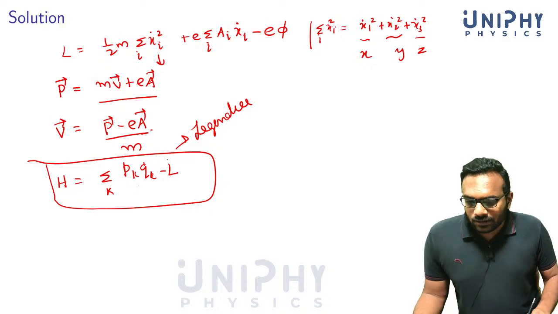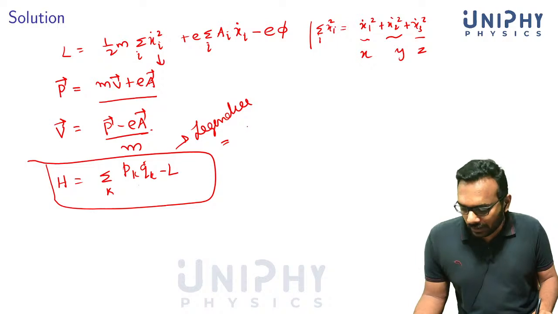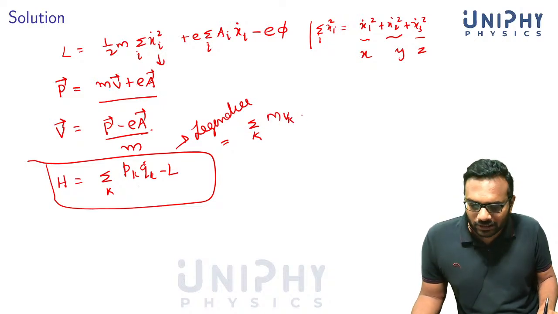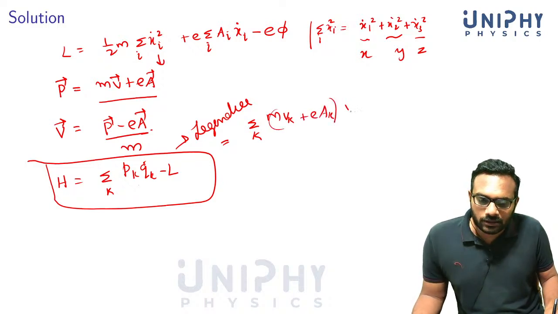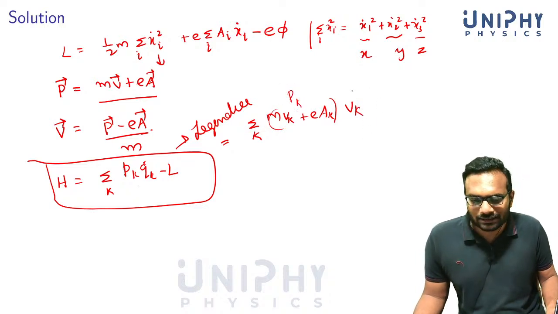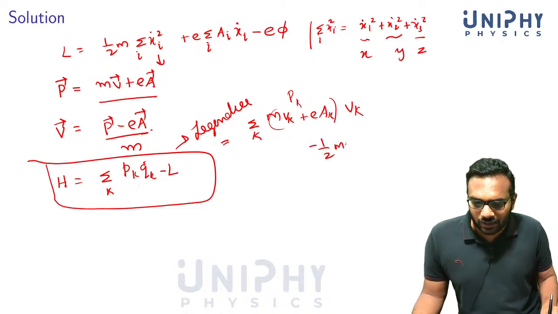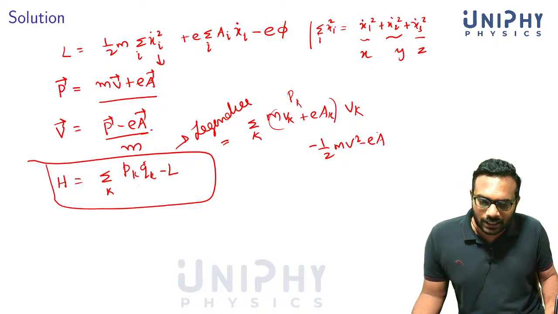Now if you do this, instead of q_k dot, simply we'll write it as summation over k of (m v_k, the kth component of momentum, plus eA_k) multiplied by v_k. This is just the momentum, the kth component of momentum. Instead of q_k dot we write v_k, minus half m v square minus eA dot v plus e phi.